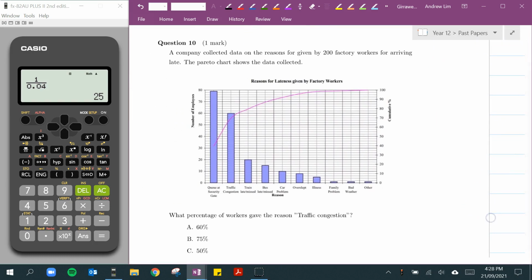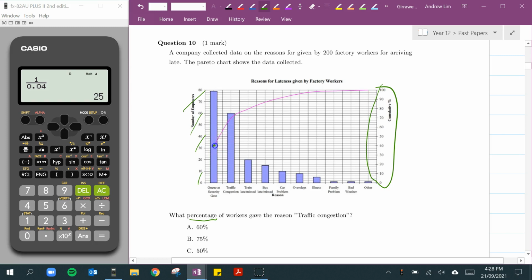Okay, last multiple choice question, question 10. A company collected data on the reasons given by 200 factory workers for arriving late. The Pareto chart shows the data collected. Which percentage of workers gave the reason traffic congestion? So we can see here, because the question says percentage, we need to be looking at this and not this. Which means we need to be looking at the polygon and not the column graph.